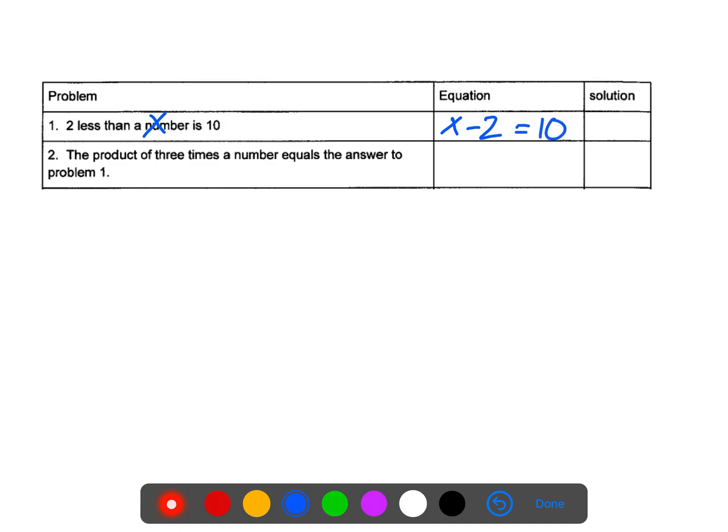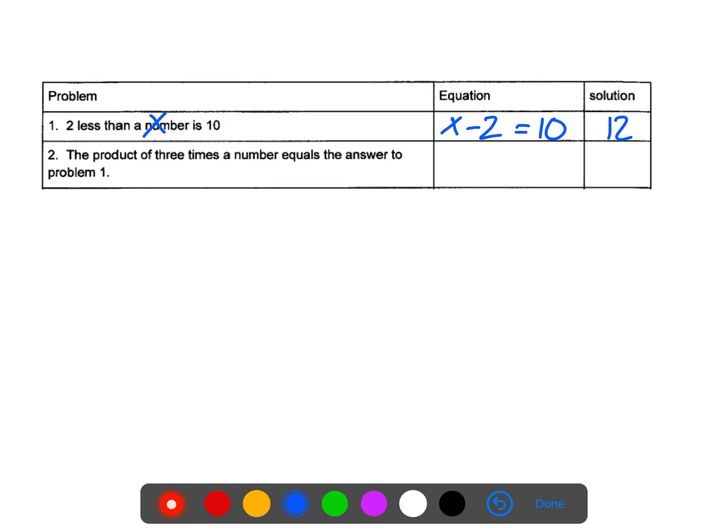So now I need to solve it. Remember, inverse and balance. The inverse of subtracting 2, the opposite of subtracting 2, is adding 2. So we add 2 to each side of this equation, and x is equal to 2 more. x is equal to 12. That would be my solution. We'll do another one here.